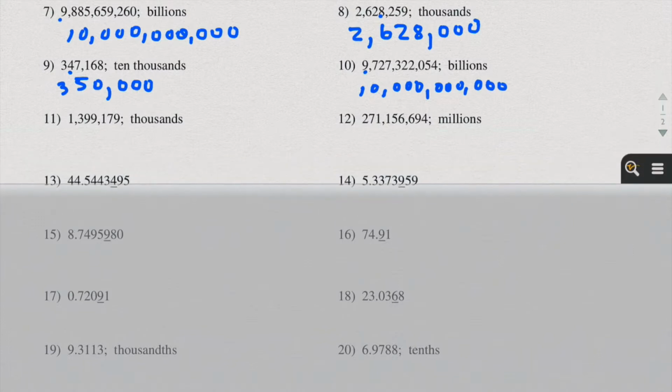Okay, number 11. The thousands place. This 9 is where the thousands place is. We look to the right at the 1. Because the 1 is lower than 5, we leave the 9 where it's at. So this becomes 1,399,000. Number 12. The millions place. This 1 is where the millions place is at. We look to the right, it's a 1. Because the 1 is lower than 5, we leave it where it's at. So this becomes 271 million.